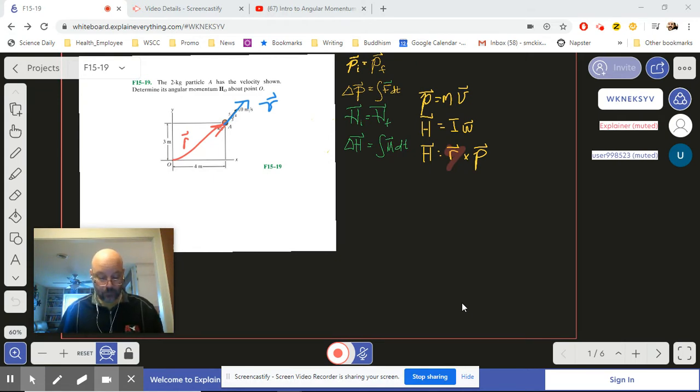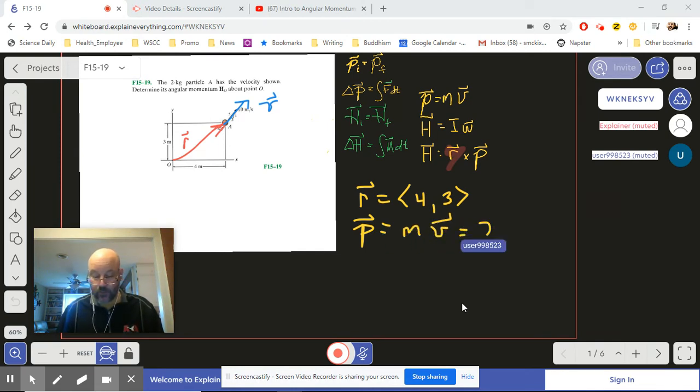Okay, and so we're going to say here that r is simply going to be 4 over and 3 up. Okay, and my momentum vector is going to be my mass times my velocity vector. So I'm looking at 2 times, and it's a 3, 4, 5 triangle, so that works out to be a 6, 8 in our vector, just like that. So if we pass the 2 through, then our momentum turns out to be 12, 16.